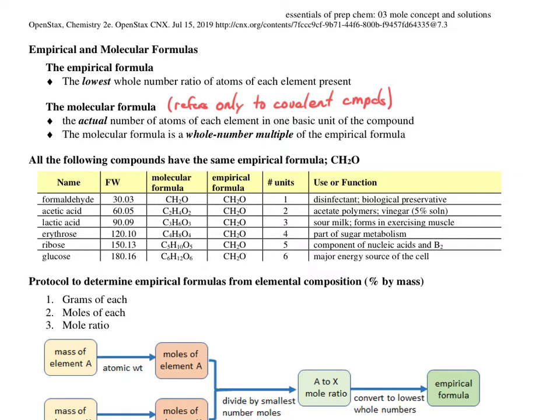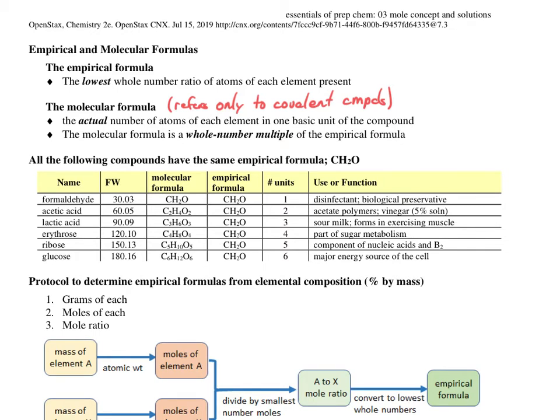The molecular formula tells you how many you have of each type of atom in one molecule of a compound. The empirical formula is the lowest whole number ratio of atoms. So all of these different compounds have the same empirical formula and a different molecular formula.